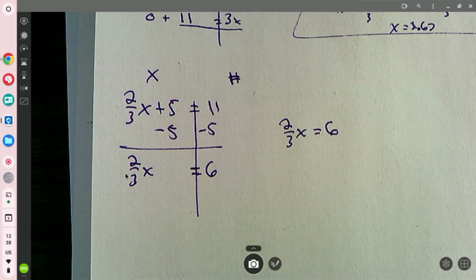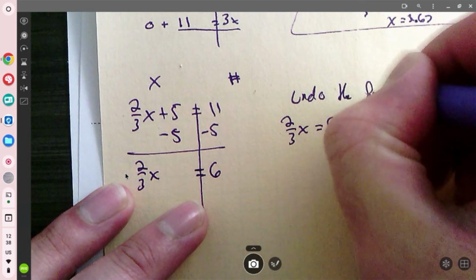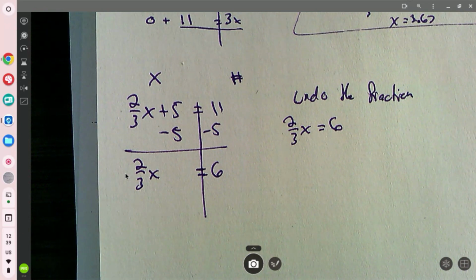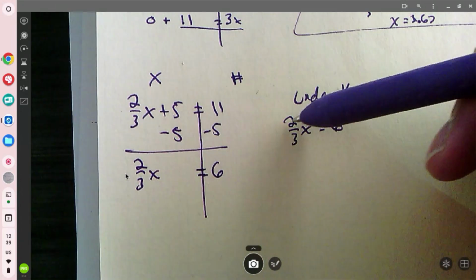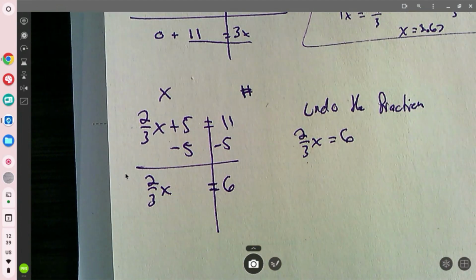Okay, Quincy said undo. Anybody else? Undo, undo. Alrighty, so let's undo the fraction. When we undo a fraction, we have to do the opposite of what the fraction is telling us. So this fraction tells us 2 over 3, 3 over 2, right? That's the reciprocal. We don't need that for right now, but eventually we will in a second.